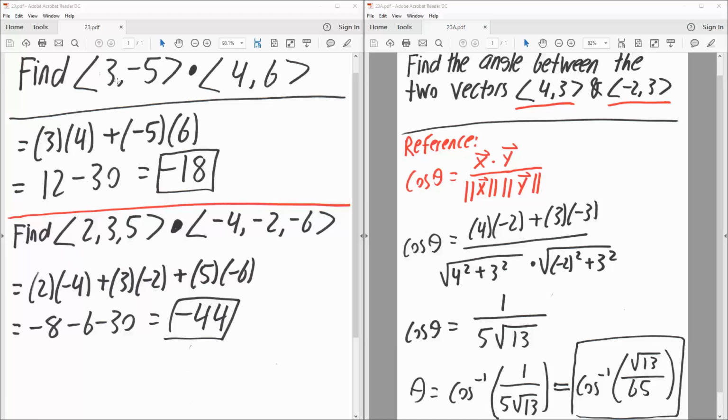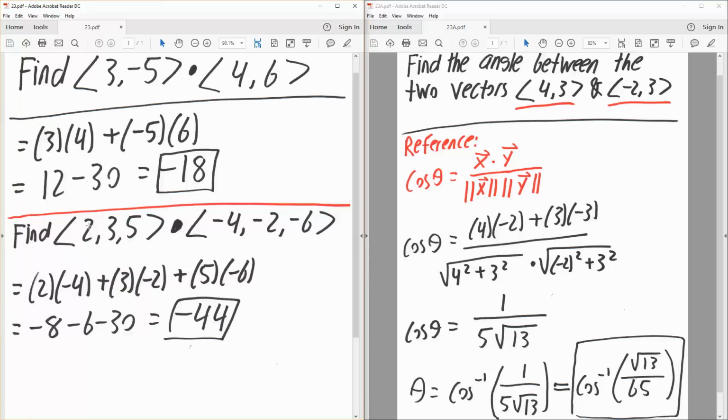So x1 is 3 and x2 is 4. So 3 times 4 plus y1 is negative 5 times y2 is 6. So you would get 12 minus 30. And so our answer for the dot product is negative 18.